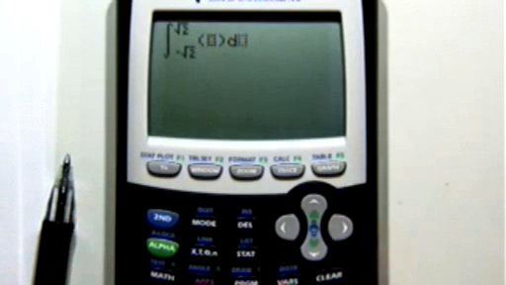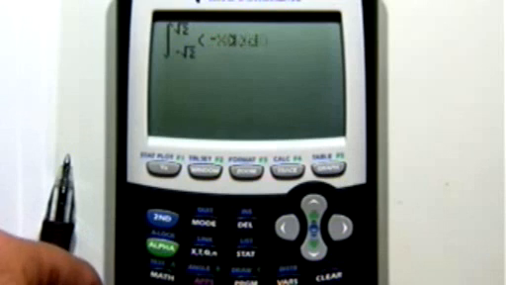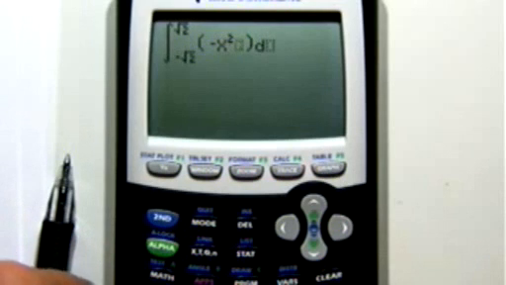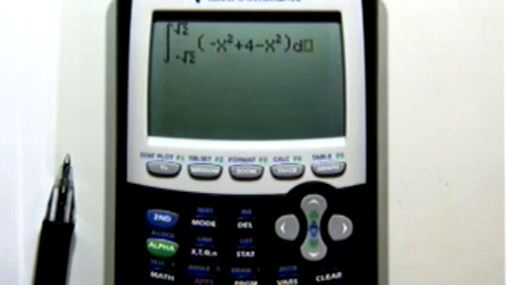Then inside the integrand, you can certainly add parentheses, but I'm going to note that I don't need any of those parentheses. Negative x squared plus 4 minus x squared. Don't bother adding those. Let the calculator do it. And then this little d blank is dx. Okay, let me say go.